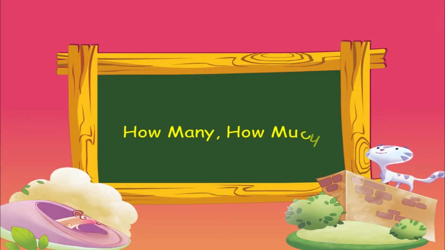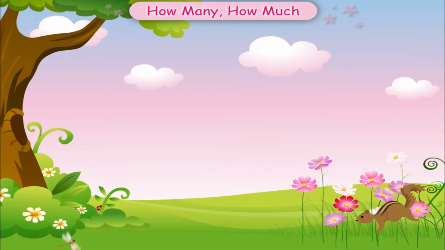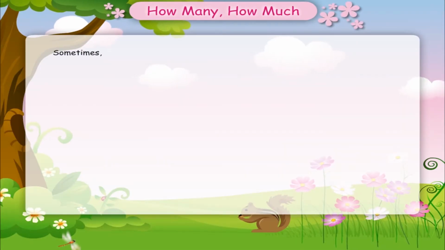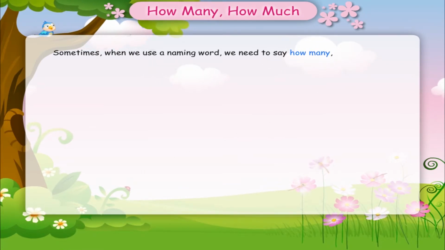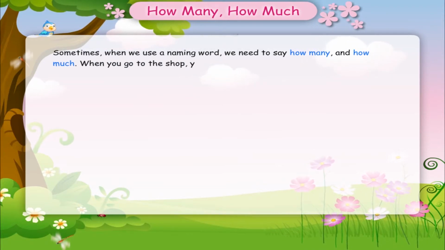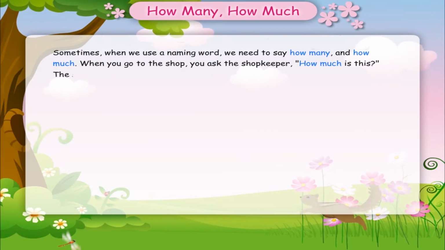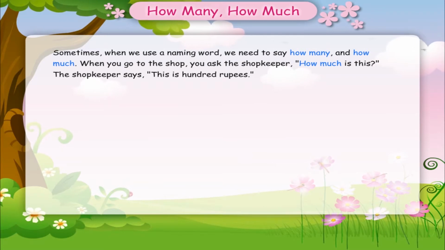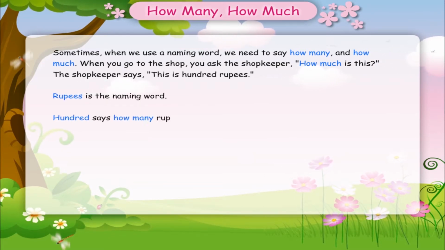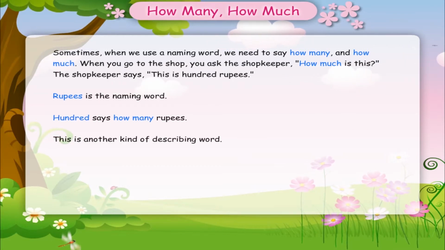How many? How much? Sometimes, when we use a naming word, we need to say how many and how much. When you go to the shop, you ask the shopkeeper, "How much is this?" The shopkeeper says, "This is 100 rupees." Rupees is the naming word. 100 says how many rupees. This is another kind of describing word.